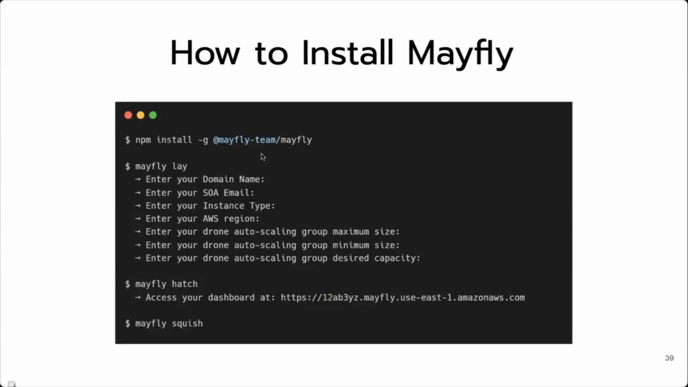The first step of using Mayfly is to install the Mayfly CLI. This is done via an npm install command. Next, running the command mayfly lay will guide the user through a series of inputs to configure their specifications. This will lay the eggs of future Mayfly session backends. Once the initialization process is complete, we can then execute the mayfly hatch command, which will provision Mayfly's infrastructure on AWS and provide a URL to access the platform's dashboard. And you can always squish a pesky Mayfly instance if it is ever necessary to terminate it.